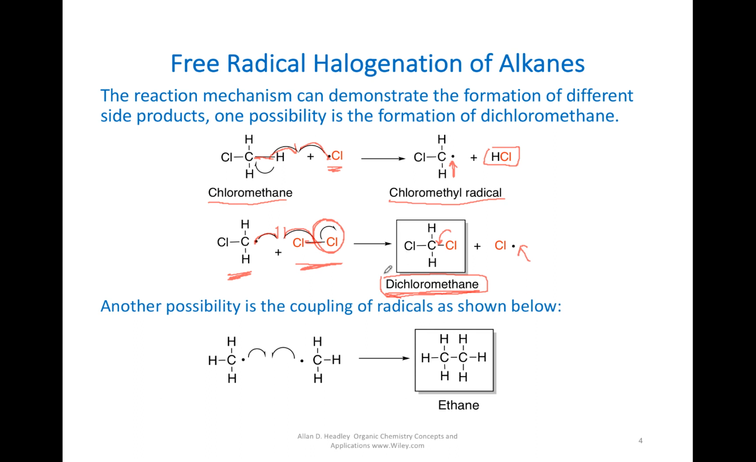Another unexpected product is ethane. Notice this product here does not have chlorine in it. It's just ethane, a hydrocarbon. That's formed whenever we have a methyl radical and another methyl radical forming a bond right here. Notice again, these arrows are used to indicate electron movement to form this bond right here.